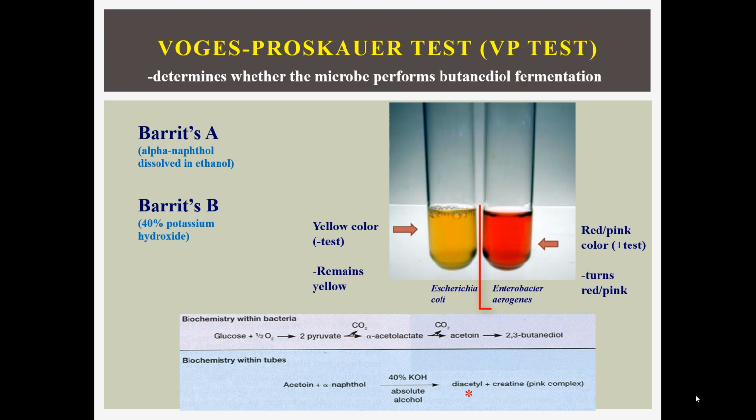Organisms such as Enterobacter aerogenes produce acetoin as the chief end product of glucose metabolism and form smaller quantities of mixed acids. In the presence of atmospheric oxygen and 40% potassium hydroxide, acetoin is converted to diacetyl, and alpha-naphthol serves as a catalyst to bring out a red or pink complex.